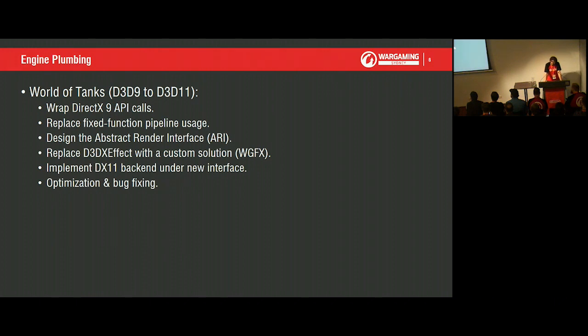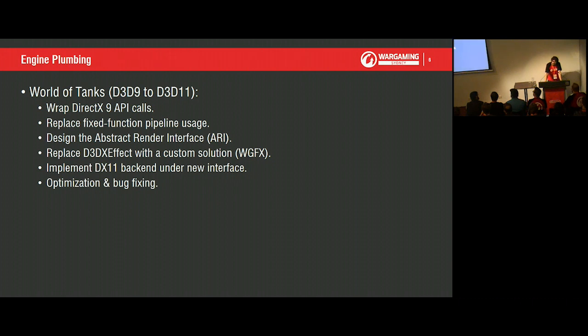So what was the process that we'd done? First off, there wasn't an abstraction layer, so we opted to just wrap the DX9 API calls, just a one-to-one mapping as a first pass step. That just made it a bit easier to isolate everything first. We replaced all of the fixed function pipeline usage with shader replacements. Then we started to work on designing the abstract render interface to replace the wrapping that we'd done.